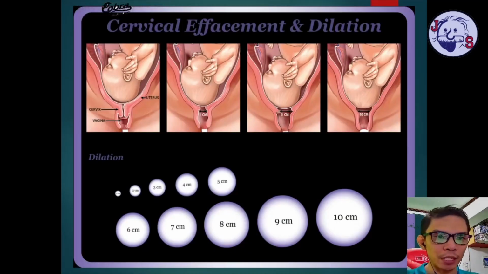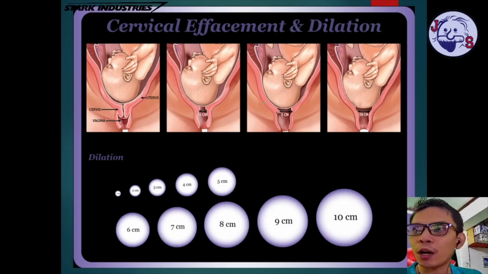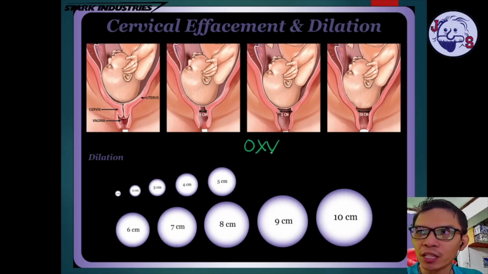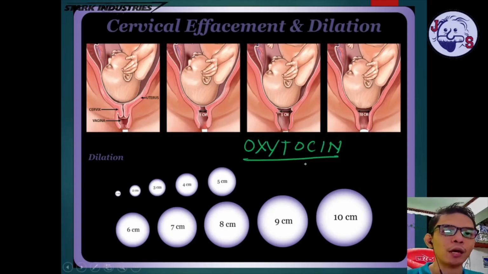As I've mentioned earlier, the cervix is the passageway of the fetus. So how is it possible? With the action of this hormone called oxytocin, which is very important during childbirth, it will increase the size of the cervix. It will dilate the cervix to accommodate the passage of the fetus out of the female's body. So, with the action of oxytocin.